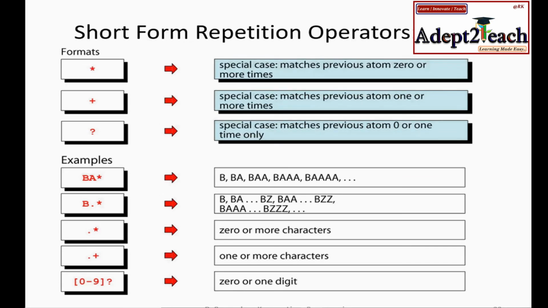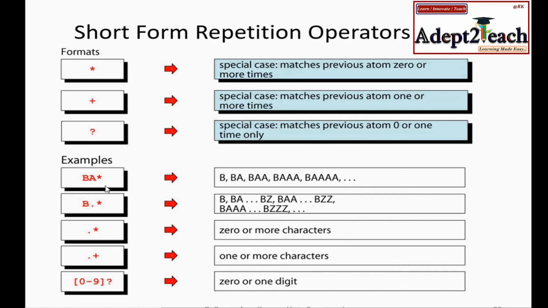Then there are other repetition operators, which will come very handy when we match. Like if you place an asterisk. So asterisk says it matches the previous atom 0 or more times. If I put a plus, it will match the previous atom 1 or more times. So asterisk will also match in the absence of that particular atom, and plus will only match if the atom is present. So at least one match of that atom should be there. Question mark says it matches the previous atom 0 or 1 time. So either it is absent or the occurrence is only 1 time.